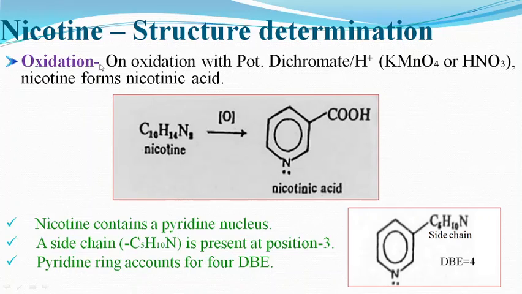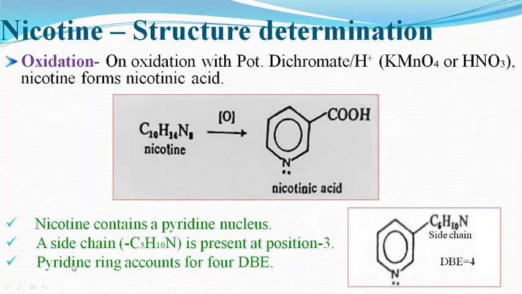Next step is the oxidation, which determines the carbon skeleton present in nicotine. On oxidation with potassium dichromate in the presence of sulfuric acid, or KMnO4, or concentrated nitric acid, nicotine converts into nicotinic acid. Nicotinic acid contains a carboxylic group on pyridine at position 3. The important conclusions which can be drawn from this reaction are, first, that nicotine contains a pyridine nucleus. Second, a side chain is present at position 3, which has been oxidized to a carboxylic group. You can see the side chain, which comprises C5H10N, is present at position 3.